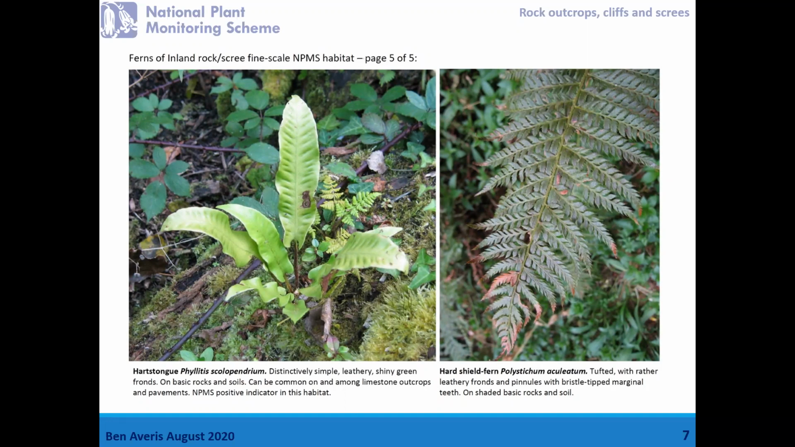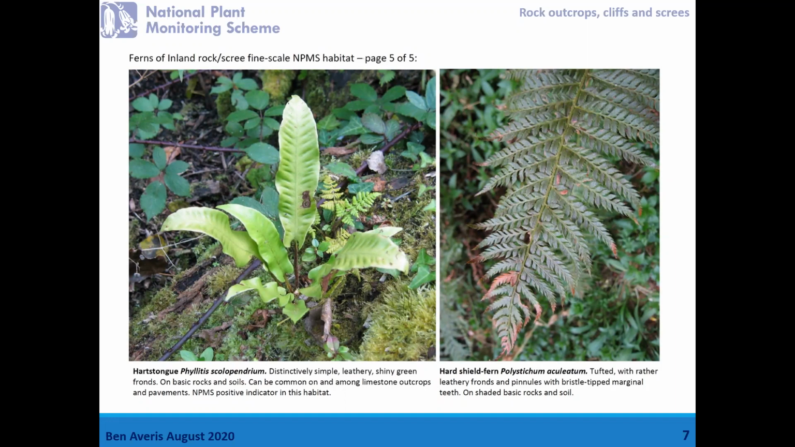Hard shield fern is built more like lots of other biggish tufted, medium-sized to big tufted ferns like male ferns and so on, with lots of divisions, but it's a little bit glossy, and the final divisions there end in rather bristle-like points, so it's got a rather sharp look to it.